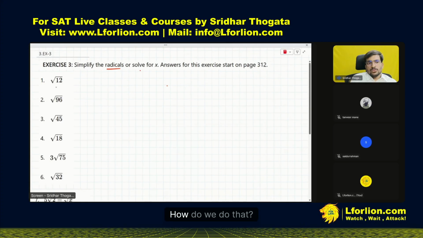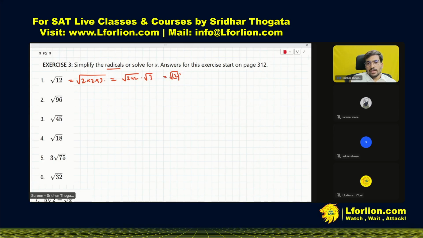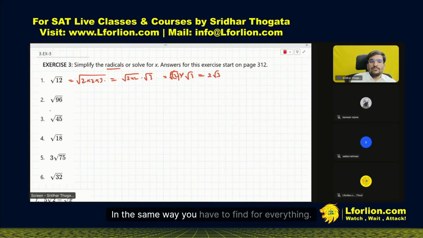So root 12, how do we do that? Root 12, if you do the short division method: 12, 2, 6, 2, 3, 3, 1. So 2 into 2 into 3 you got. This 2 twos you can take separate, 2 into 2, and root 3 separate. So root of 2 square and root 3, so 2 root 3 is the answer. In the same way, you have to find for everything.